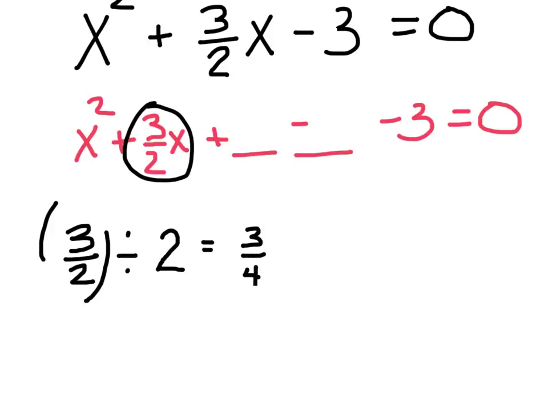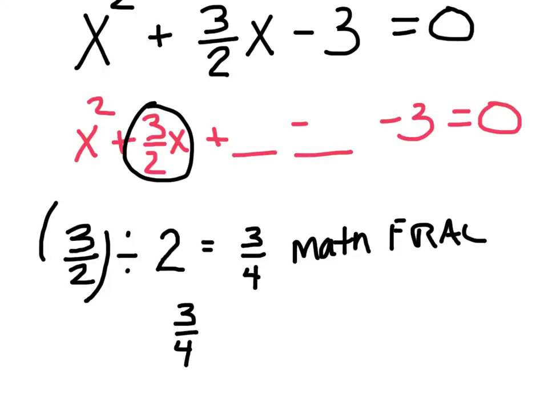3/4. Okay, now your calculator screen might say 0.75. Okay, hit Math Frac, and that will put it in a fraction for you. All right, Math Frac, the very first thing in there will put it as a fraction. So the rule is you cut it in half, now you have to square it. So now I'm going to take 3/4, put it in parentheses on your calculator, and square it.